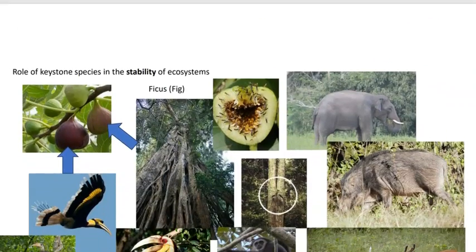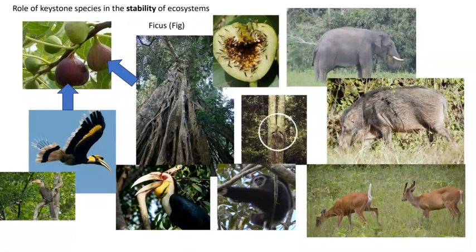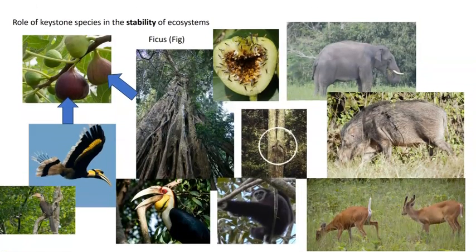In this particular example you're looking at here, I'm illustrating the keystone species of the fig tree, which is present in many tropical forests and many subtropical forests, and indeed the images you're looking at here were taken from a forest in Khao Yai during an IB biology field trip. The fig tree is the keystone species.